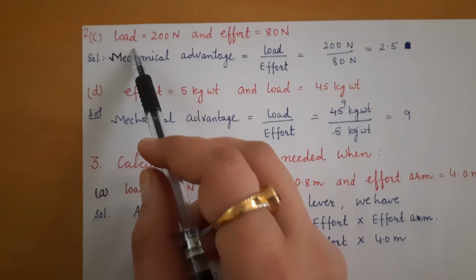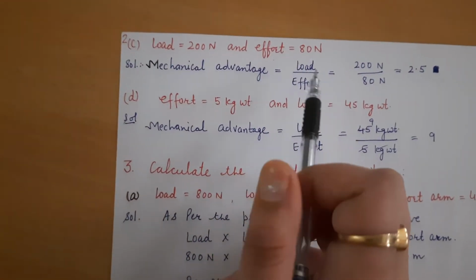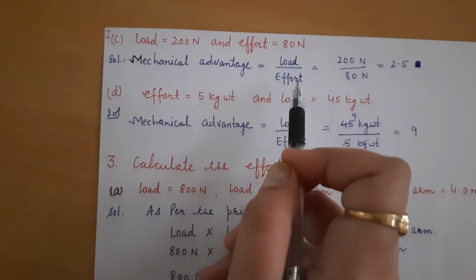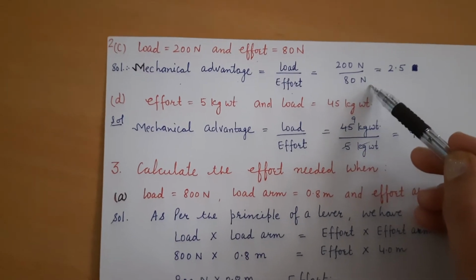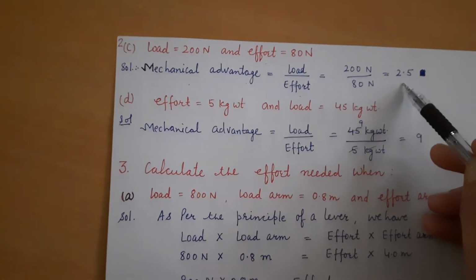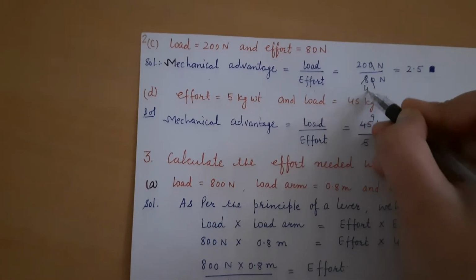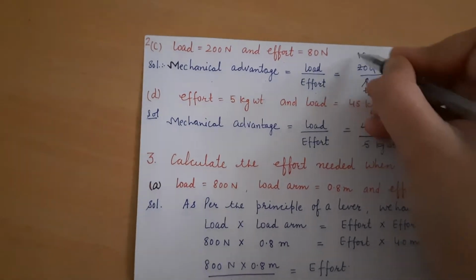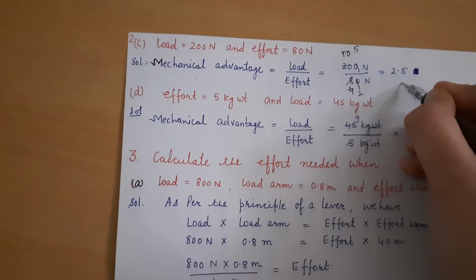We are given the value of load and the value of effort. So we will apply the formula: mechanical advantage is equal to load divided by effort. That is 200 Newton divided by 80 Newton, which is equal to 2.5. Again you can see the 0 will be cut. Then 2 4s are 8, 2 10s are 20, 2 2s are 4, 2 5s are 10. So 5 divided by 2 is 2.5.